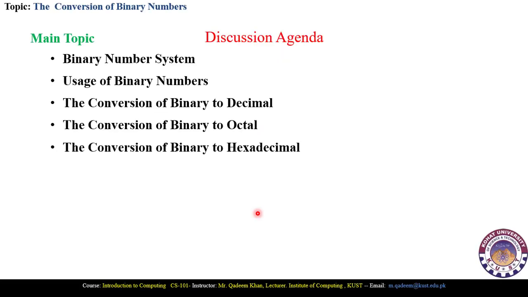This is the discussion agenda. First of all, we will explain what the binary number system is. Then we will explain the applications of binary number systems. Then we have the conversion of binary to decimal number systems with the help of two different examples. Then we have the conversion of binary to the octal number system, which has base 8. We will also explain examples of the conversion of binary to octal, and at the end we have the conversion of binary to the hexadecimal number system.